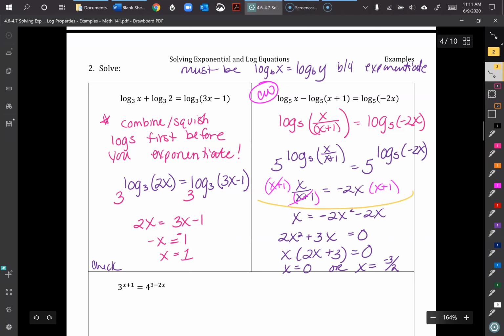Okay, so once you clear the denominator, you're going to end up with x equals negative 2x squared minus 2x. Get everything to the left-hand side set equal to 0. 2x squared plus 3x equals 0. Then factor: x times 2x plus 3 equals 0. So we have x equals 0 or x equals negative 3 halves. But we need to check and see if that works for our domain. So if we have a 0 up in here, right off the bat, we can tell, no, 0 is not going to work.